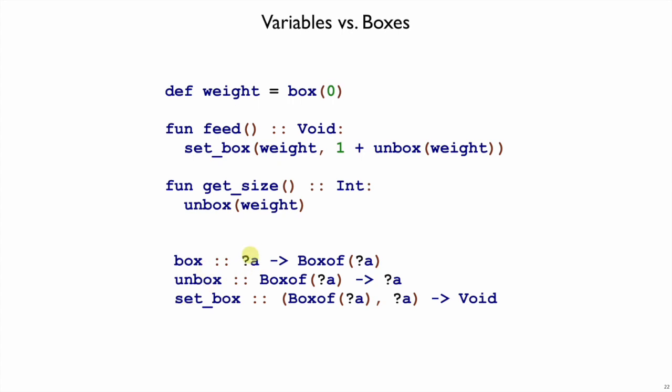Box takes any kind of thing and gives me a box of that kind of thing. Unbox takes a box of some kind of thing and gives me that kind of thing out of the box. And setBox takes a box of that some kind of thing and a new value of that kind of thing, changes the box to have that new value, and then doesn't have to return anything because its job is just to change the box. So we use void to represent an invisible, useless kind of result. The intent is that setBox has an effect that you observe by using unbox.